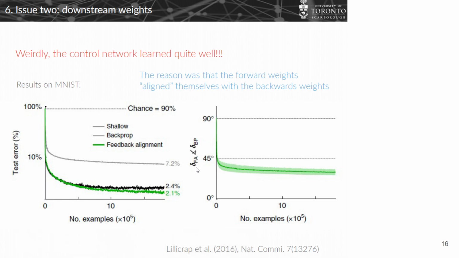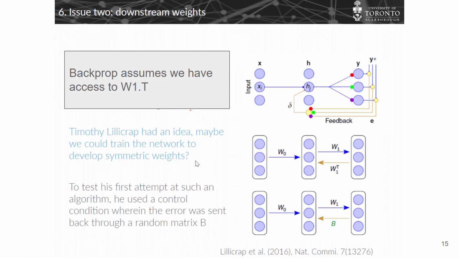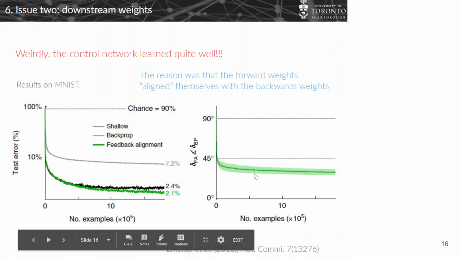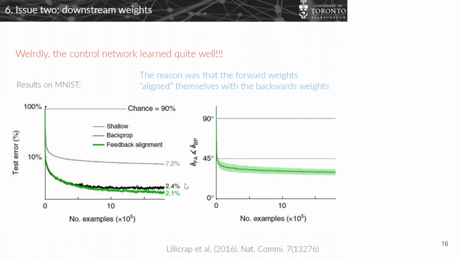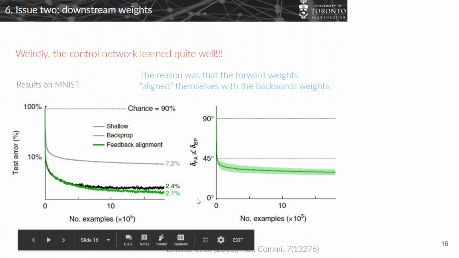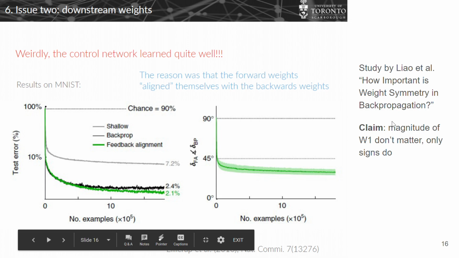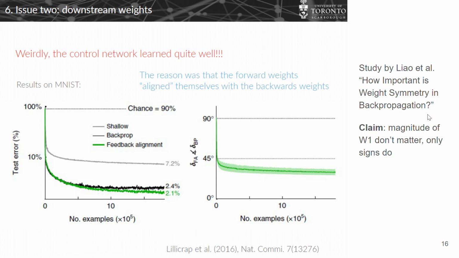Yeah, and there's this plot of the angular difference between what you get through backprop and what you get when you use a random weight matrix, and it's about 40 degrees, which leads to just as fast convergence. And this has been studied further, and they say that the magnitude of W1 doesn't matter, only the signs do. But yeah, I think this is still an active research question.